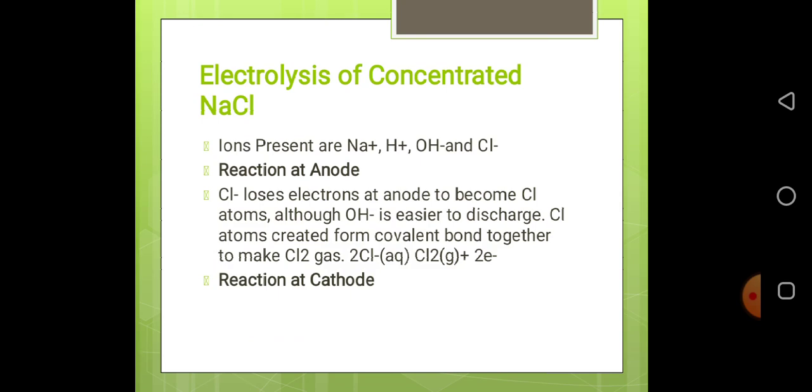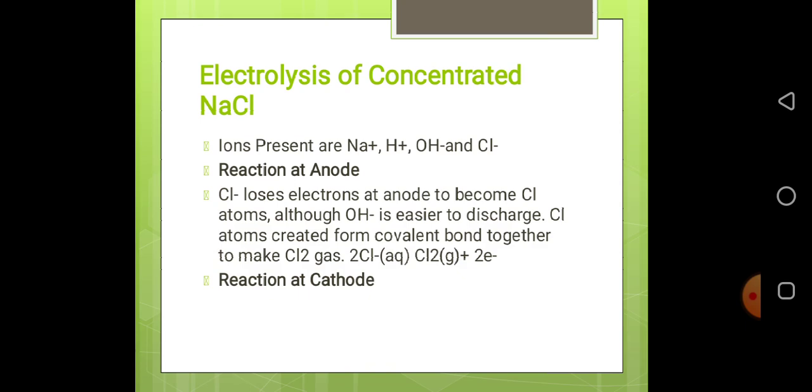Let's see the electrolysis of concentrated sodium chloride. In the electrolysis of sodium chloride, the ions present are sodium ion, hydrogen ion, OH ion, and chlorine ion. The sodium ion and the chlorine ion are from the sodium chloride, and the hydrogen and OH are from the water. That is the solution from the electrolysis of aqueous solution. We have seen this.